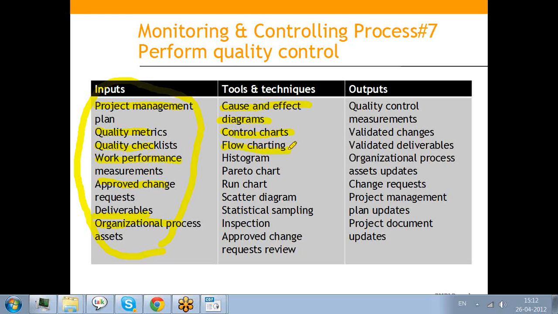Then flow charting, we discussed about it. When we discussed critical path, activity on arrow, and activity on node diagrams, we discussed flow charting. Then histogram: yesterday we discussed the 80-20 principle, where you draw a histogram based on the descending order of frequency of causes. That is an example of a histogram. Pareto chart, we discussed a Pareto chart based on the 80-20 principle. We already discussed it.